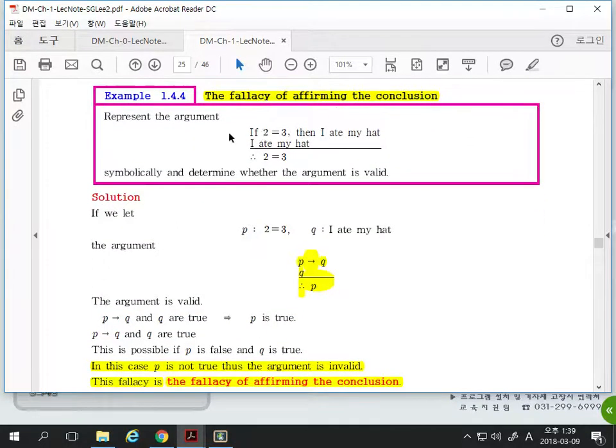The fallacy of affirming the conclusion. Here, if 2 is equal to 3, then I ate my hat. I ate my hat. So 2 is equal to 3. Is this statement true or false?